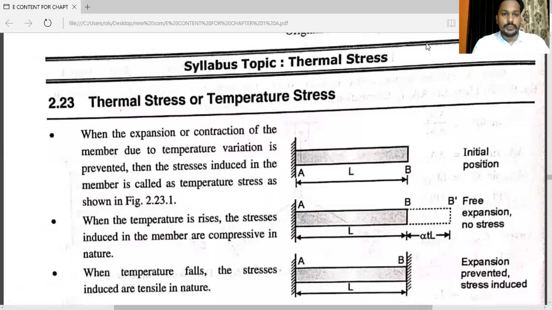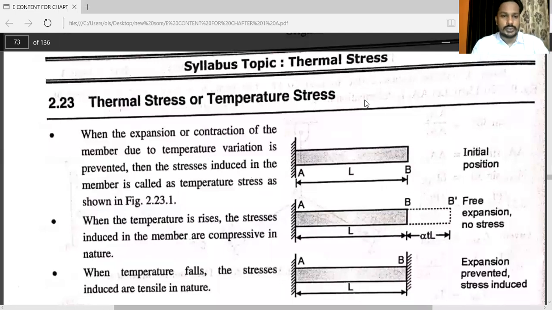Hello friends, in the previous video we have seen how to calculate change in length for members in series and for composite sections, meaning members in parallel. See, this is one more important topic, that is thermal stress, or you can say temperature stress.